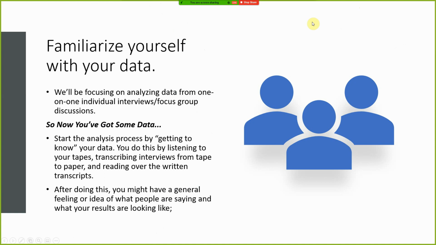Now, how do you familiarize yourself with the data? We'll be focusing on analyzing data from one-to-one individual interviews and focus group discussions, and that is one of the examples in this particular session. So now that you've got the data, start the analysis process by getting to know your data. How do you get to know the data? Read the data or read the interviews if you've got the transcripts. Listen to it if you've got it in audio, at least 2 to 3 times, so that you know, okay, this is what I've got in my head.